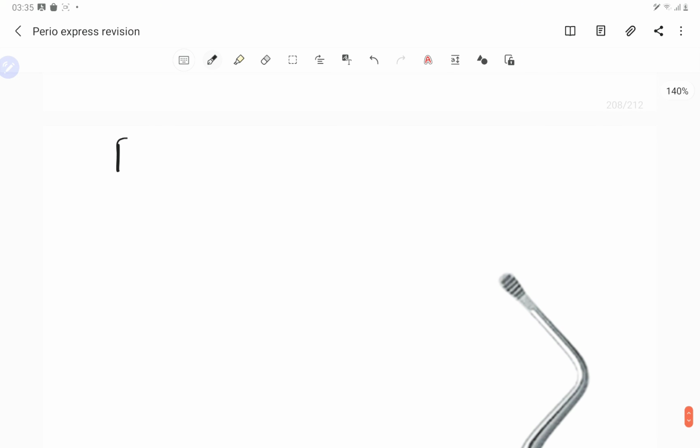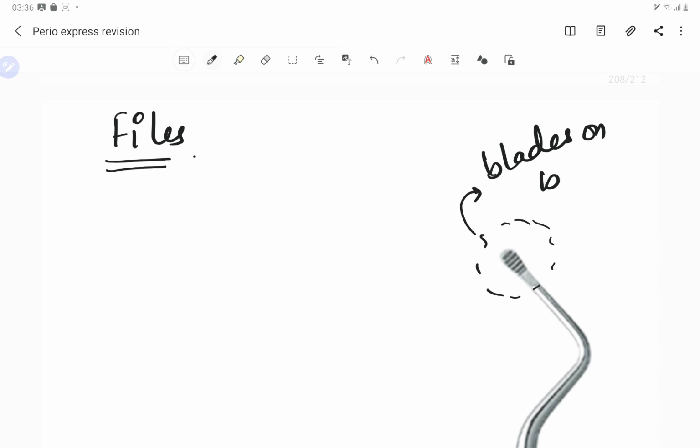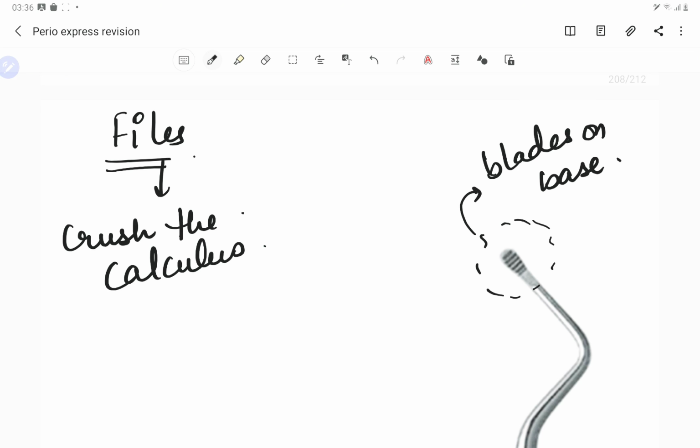So these are the files. Now they have got a series of blades on the base. And their purpose is to fracture or to crush the calculus. So what it does, we are just breaking the calculus. So we are fracturing the calculus.